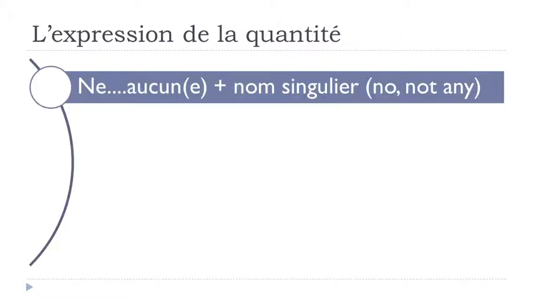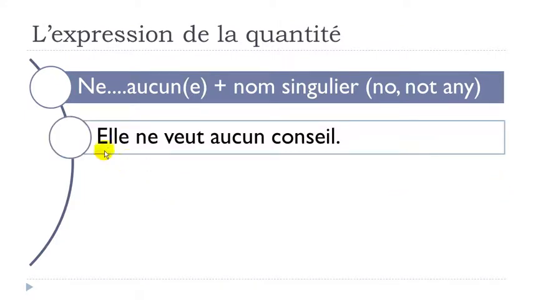So now, other possibility would be ne, and then aucun masculine form, or aucune feminine form, so no or not any, okay? And after that, you will have to put a noun, sorry, at the singular form. Okay, so ne aucun, ne aucune, plus a noun at the singular form. All right, so let's see the first example. Elle ne veut aucun conseil.